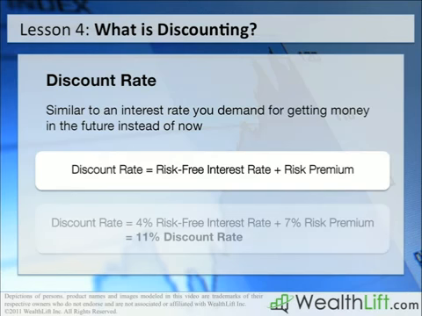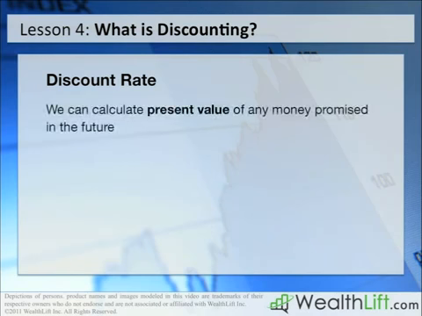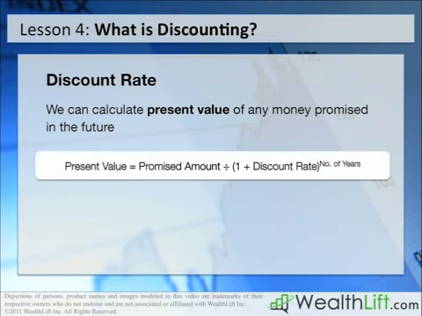For example, if the current interest rate on treasury bills is 4% and we take the risk premium as 7%, we get a discount rate of 11% per year. Once we have the discount rate, we can simply divide any amount of money in the future by 1 plus this discount rate, raised to the power of the number of years until we receive the money, to get the present value of the payment.